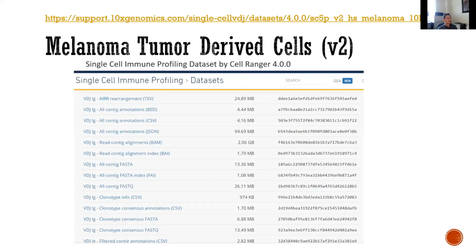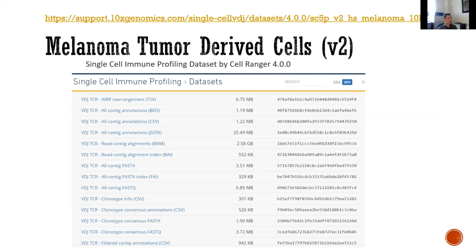And then the next cluster of files contains VDJ for B cell receptor, and it has the clonotype information and annotation of consensus. Similarly, for T cell receptor VDJ profiling, you have clonotype information and consensus annotation. And if you want the sequence itself, you still have them.